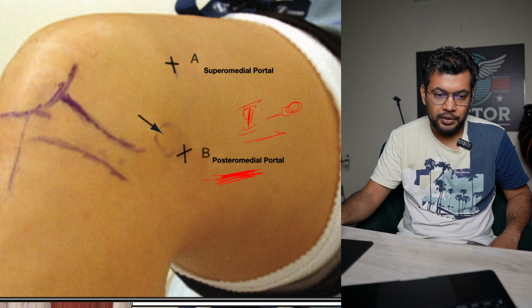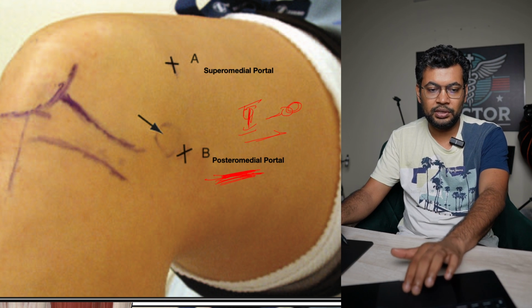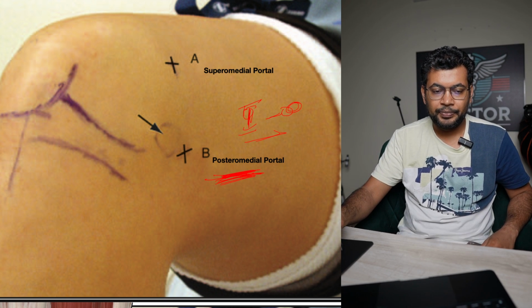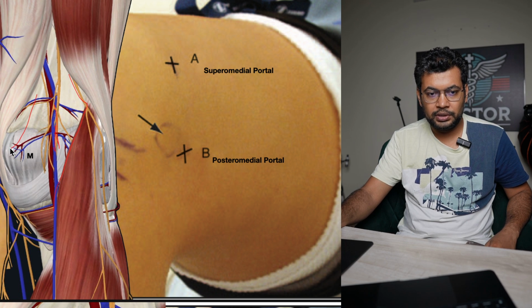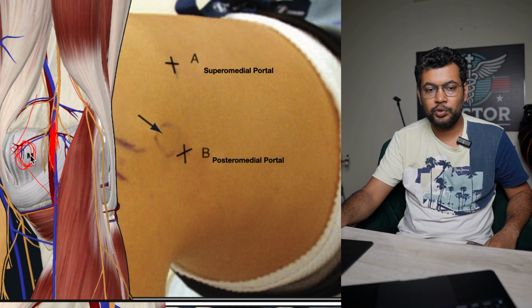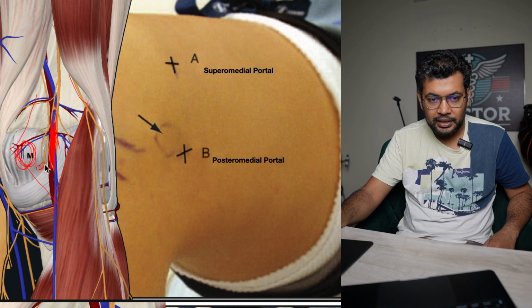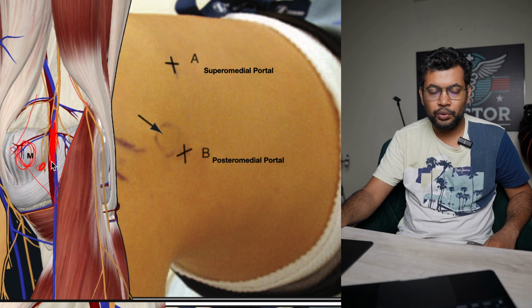To understand this, we should know a little bit about the anatomy. So this picture is showing the neurovascular structures. So this is the popliteal hiatus. So we should know the anatomy of the popliteal hiatus. These are the neurovascular structures. So this is the medial femoral condyle. So our portal will come somewhere from here. So this is very near to the neurovascular structures. So we should know in detail how to create this portal.